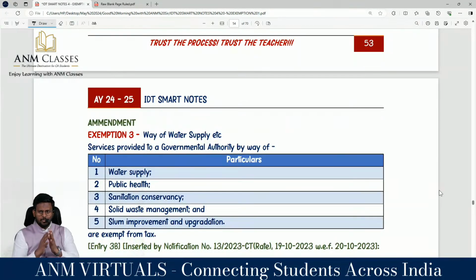That means, my dear lovable students, if you are providing some services to government for the purpose of a statutory function entrusted to a municipality under article 243W or panchayat under article 243G, if it is pure services, then it is exempt from GST. Or you can provide both goods and services, where the proportion of the goods should not exceed 25%, then also it is exempt from GST.